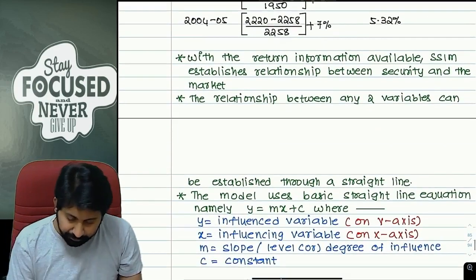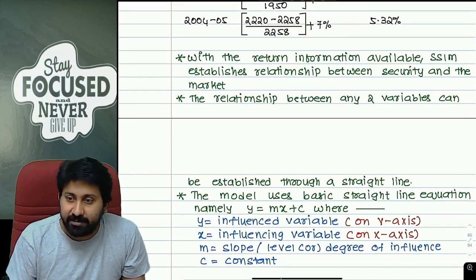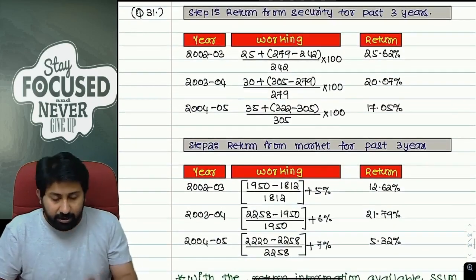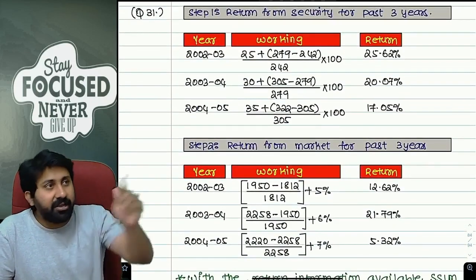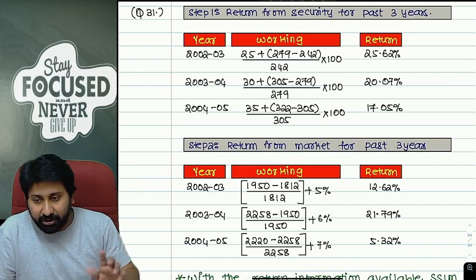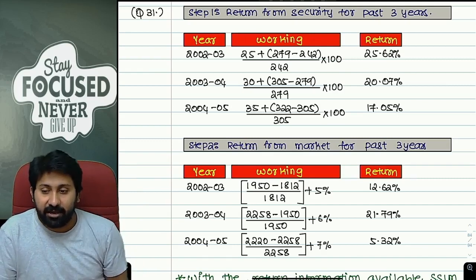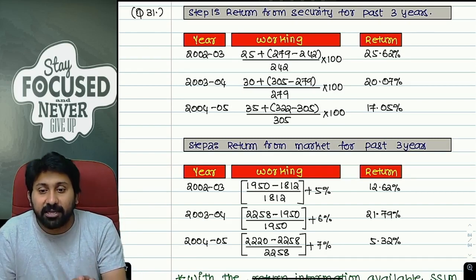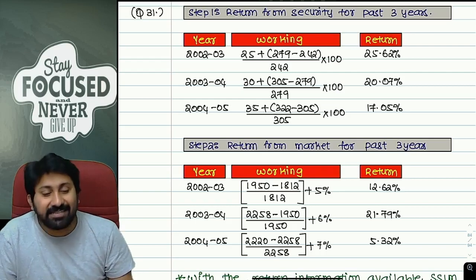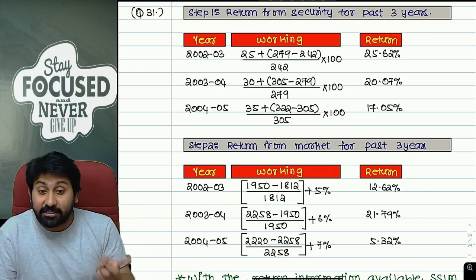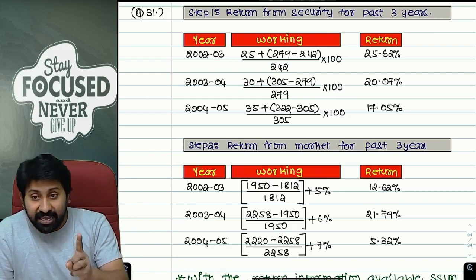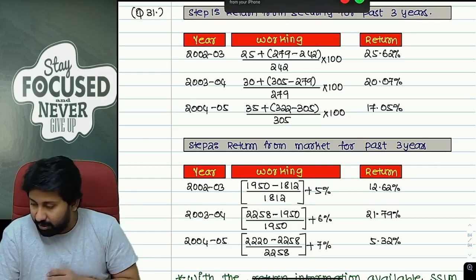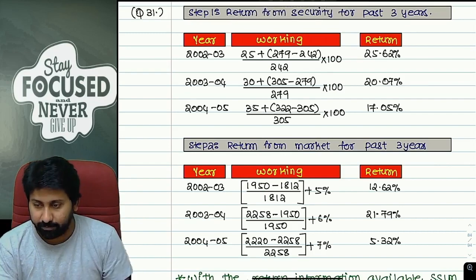Okay, let us see. With the available information, SSIM established a relationship between security and the market. So tell me, market influences security or security influences market? Market influences security. Influencer is the market, influenced is the security. Always remember, on a graph, influencer should be on the x-axis, influenced should be on the y-axis. That's why in the formula he will use the word sigma xy. X means market, y means security. If you interchange, gone. Don't mug up the formula, go by the logic of the formula. Okay, now let's continue.